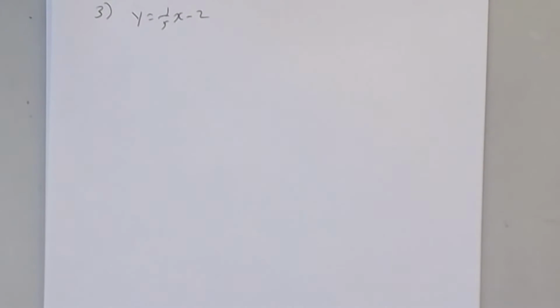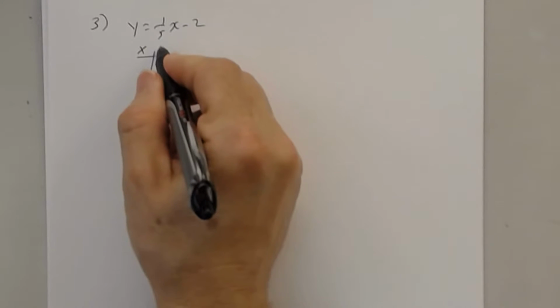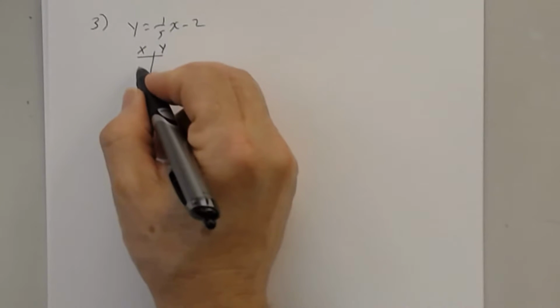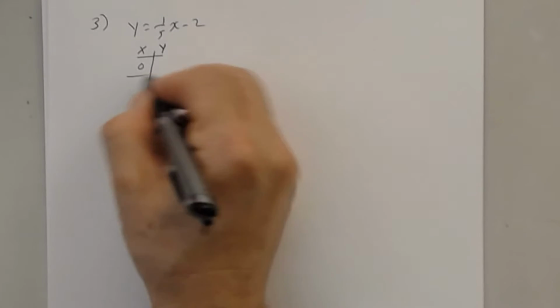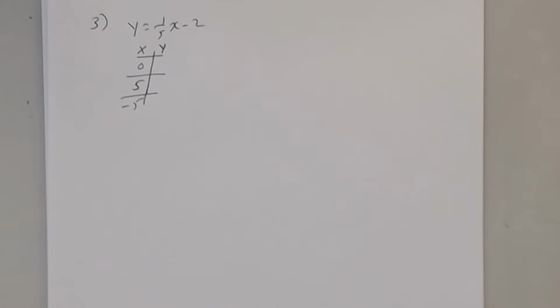Okay, so I have y by itself. The coefficient of x is a fraction, so you want to be strategic. Don't just pick any number for x. Choose numbers for x that are divisible by what? Which is 5. All right, so we're going to choose numbers for x that are divisible by 5. 0, 5, negative 5. So we'll just use those 3. You could say 10, negative 10, 15, negative 15, and so on.